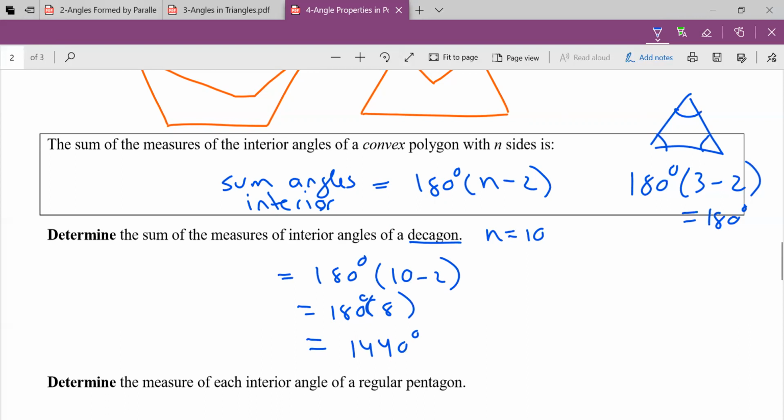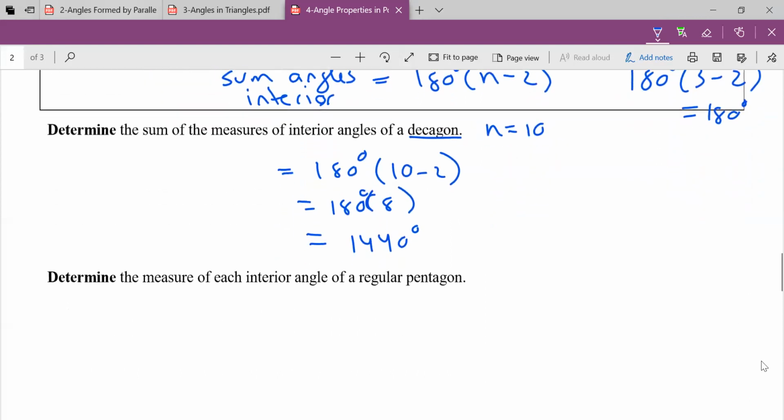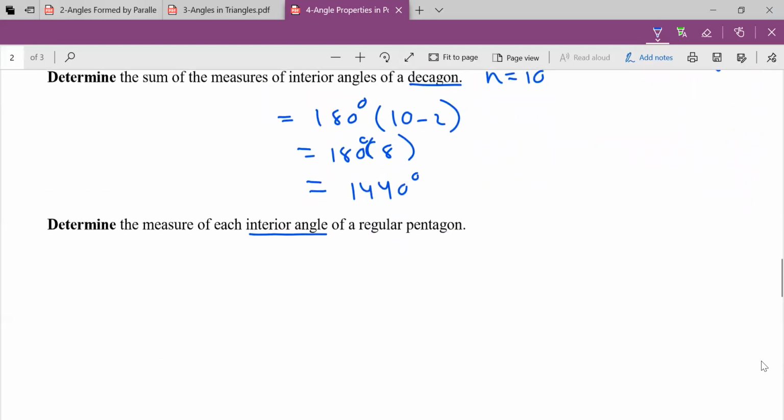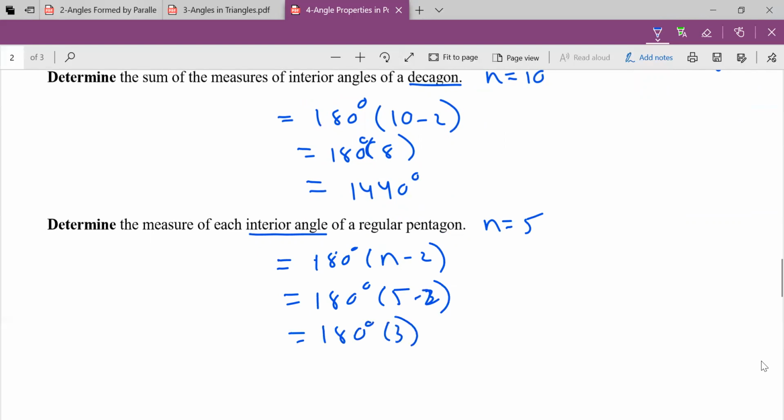But then the next question says, determine the measure of each interior angle. So I don't want the sum. I want how much each angle's worth. Okay, well, pentagon, that's 5 sides. So I find the sum of all my angles. It helps if you can write the formula down properly. Try that again. So 180 times (n minus 2), 180 times (5 minus 2), 180 times 3, and that's 540. Okay, but that's the sum of all interior angles.